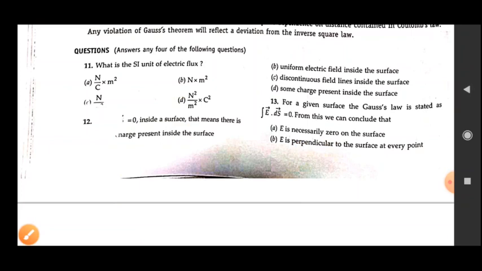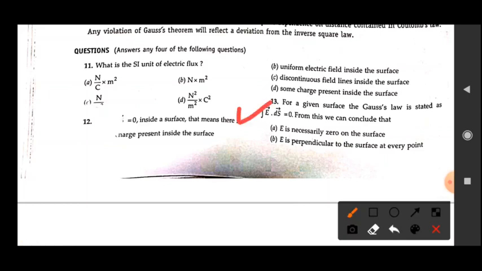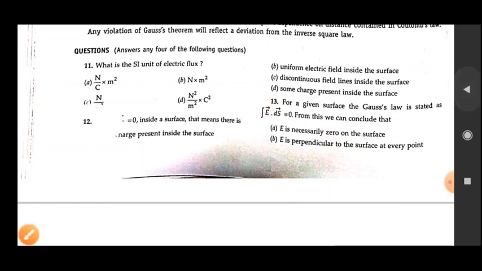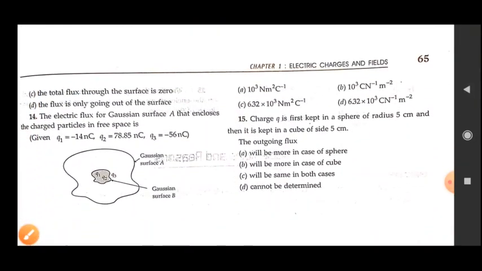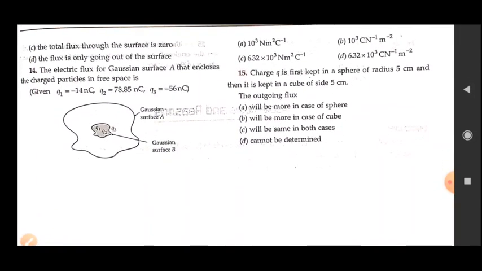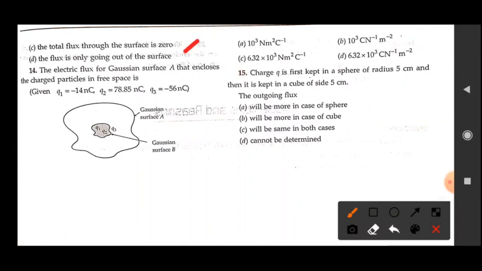Now let's see the next question. For a given surface, the Gauss law is stated as the closed integral of E dot ds. Then what can we conclude from this? First, A: electric field is necessarily 0 on the surface. Electric field is perpendicular to the surface at every point. The third option: the total flux through the surface is 0. And the fourth: the flux is only going out of the surface.